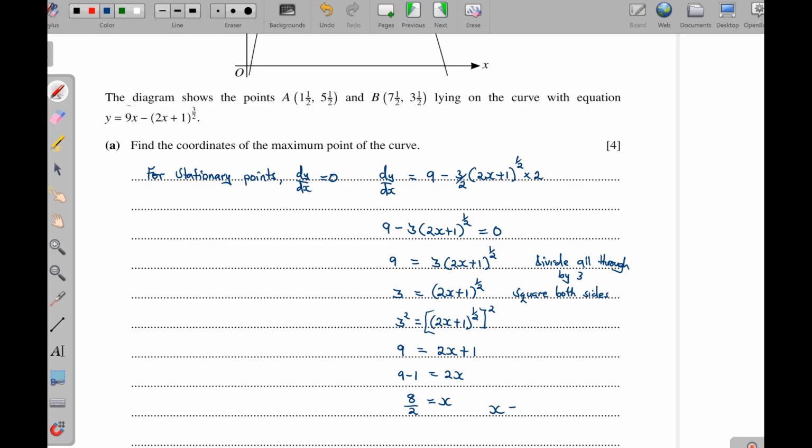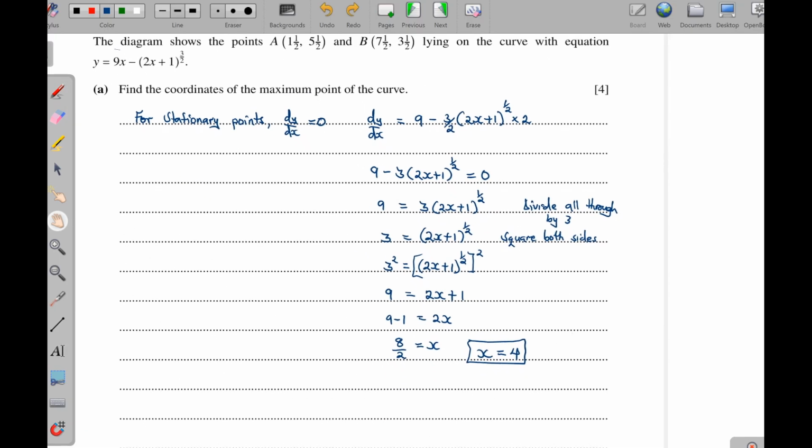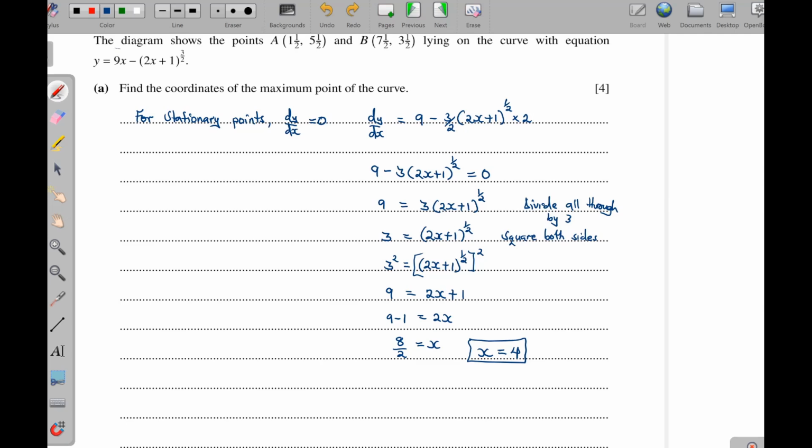So meaning x is going to be equal to 4. What do they want? Coordinates of the stationary point. And if x is equal to 4, then what is y? So y will be equal to, you substitute in the equation of the curve, that is 9x, then minus, this is 2 times 4, then plus 1, and then we get 3 over 2.